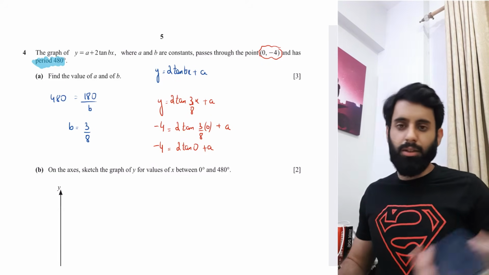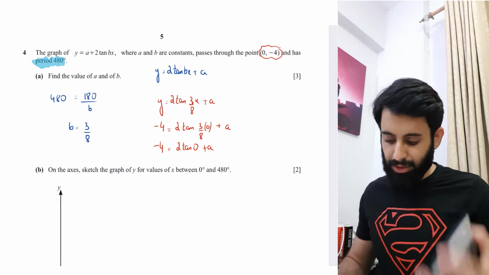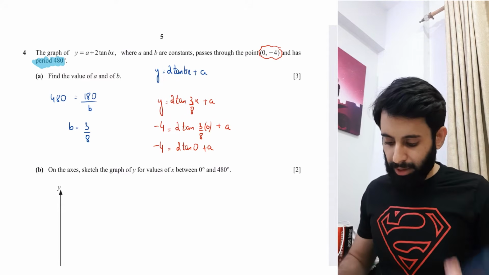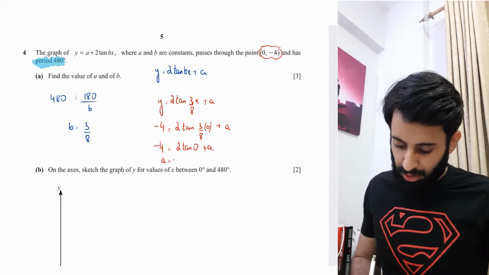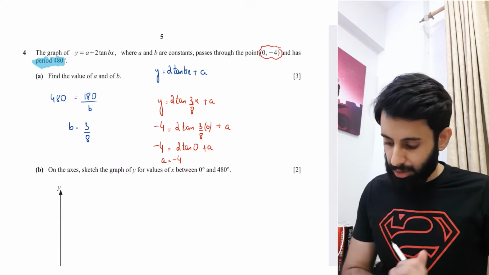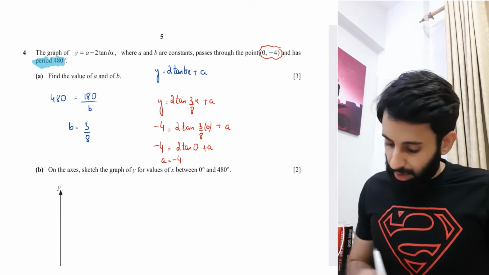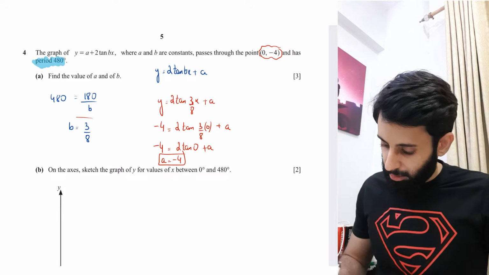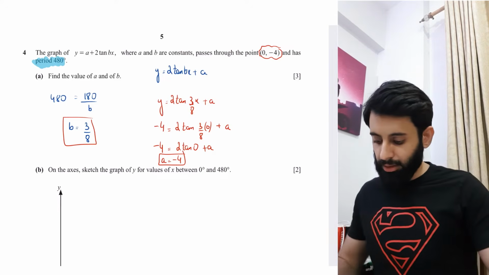Tan 0 is 0 because that's where the graph of tan starts from. At 0, it's 0. Multiplying it by 2 is not going to make any difference. So that means a is equal to minus 4. We have the value of a also, so let's just put it in a box. And there you go. That's your final answer.